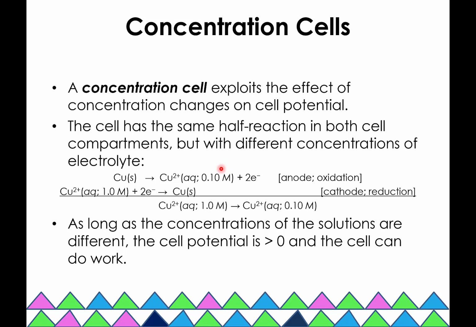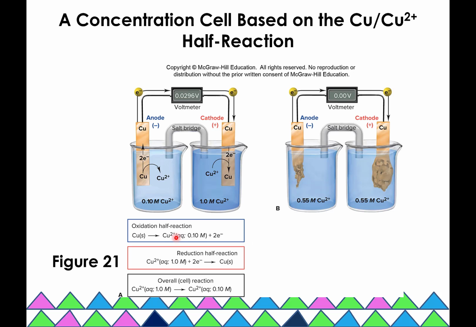So for example, if we have copper that's being oxidized at the anode and copper that's being reduced at the cathode, at the anode it's going to be the dilute concentration because we want more of the copper to go into solution as a cation. On the cathode side, we're going to have a pretty high concentration of copper. If you think about Le Chatelier's principle, this is going to shift the reaction so that it produces copper solid. As long as the concentrations are different, the cell potential is greater than 0 and the cell can do work. In this example, we've got 0.1 molar copper 2 plus at the anode and 1 molar copper 2 plus at the cathode, and so there is a cell potential of roughly 0.03 volts.